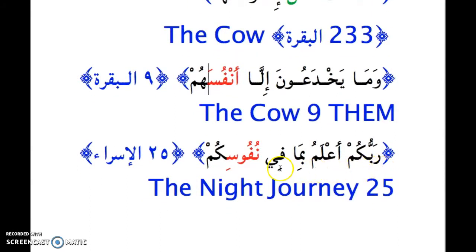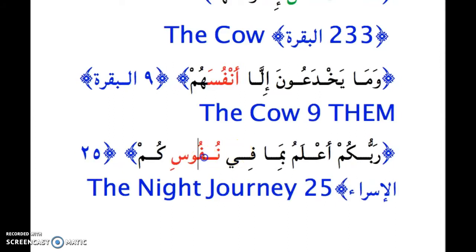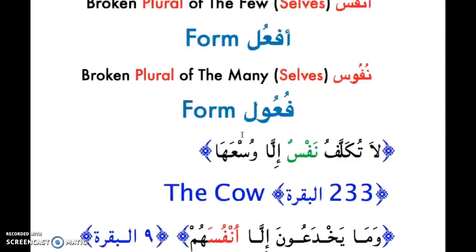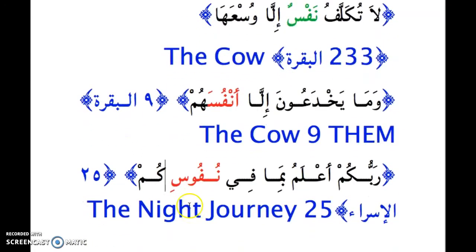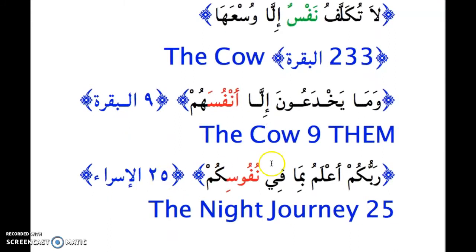Alright, one more. رَبُّكُمْ أَعْلَمُ بِمَا فِي نُفُوسِكُمْ. And again, a pronoun is attached to the word nufus. See that one here? A pronoun is attached to it at the end. Nufus is selves. Kum, when it's attached, nufusikum becomes yourselves. Alright, so this is it for this part.